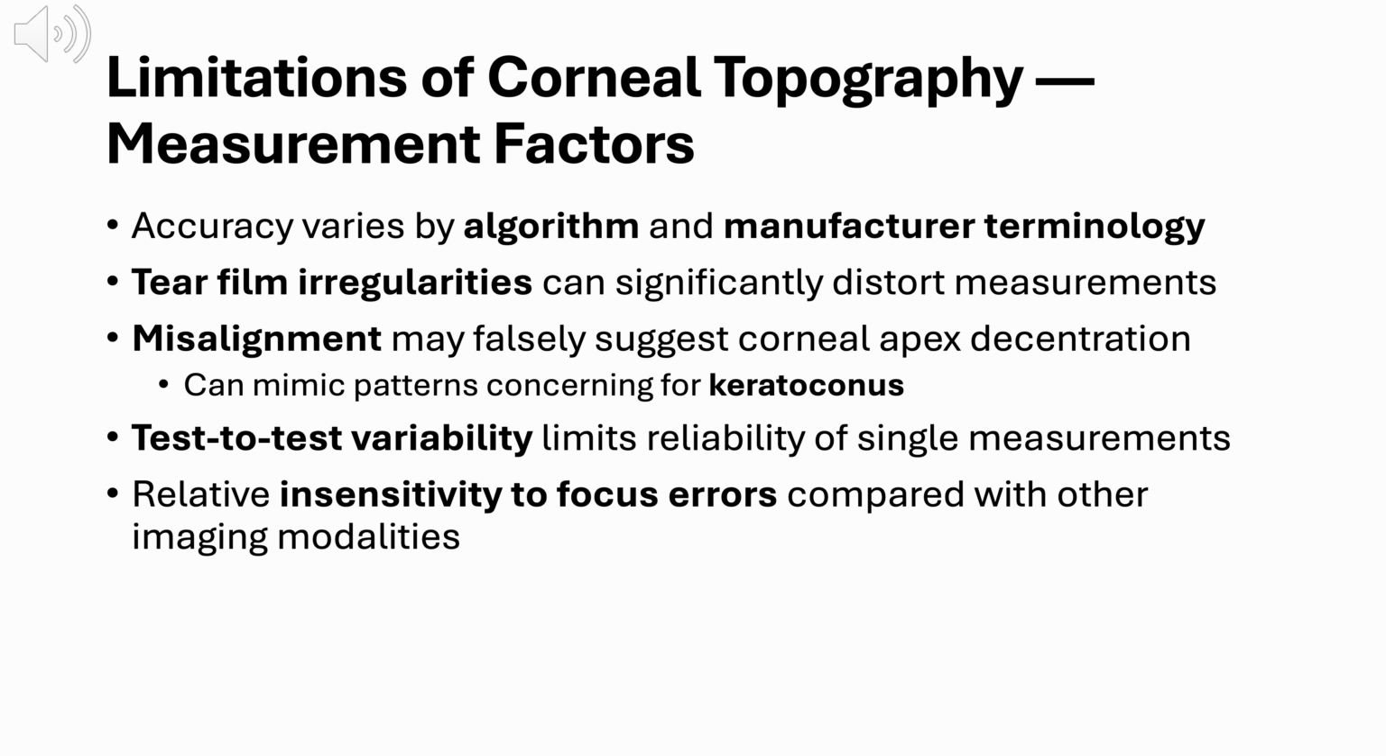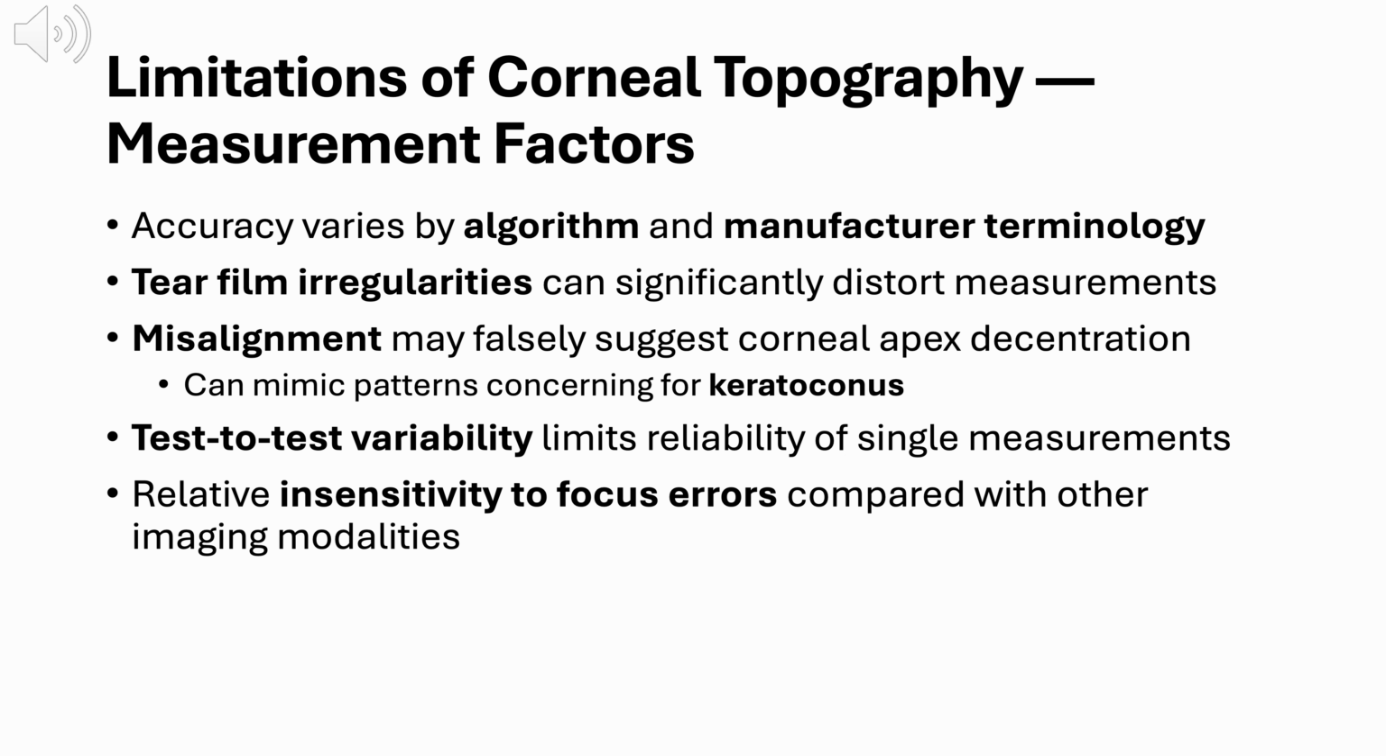To finish this section, it's important to recognize the measurement limitations of corneal topography, so we don't overtrust a single map. Topography accuracy varies depending on the algorithm being used, and even on manufacturer-specific terminology. Two systems can analyze the same cornea and produce slightly different results, which means values aren't always interchangeable. Tear film irregularities are one of the biggest sources of error.